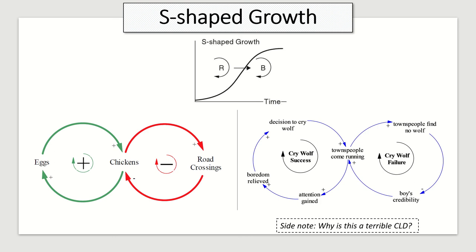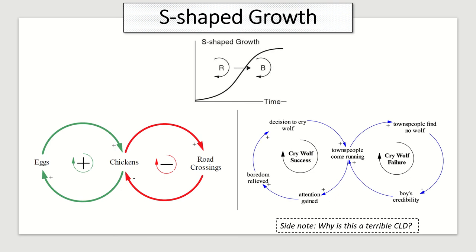So I've got another example here, but I think this is a terrible CLD. It's not one that I drew, but somebody drew it in Vensim, of the boy who cried wolf, where you've got this success loop here that is driving the boy to cry wolf more, but then you've got the failure loop where people start ignoring the boy.